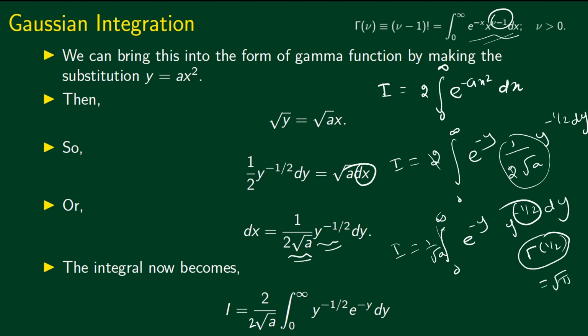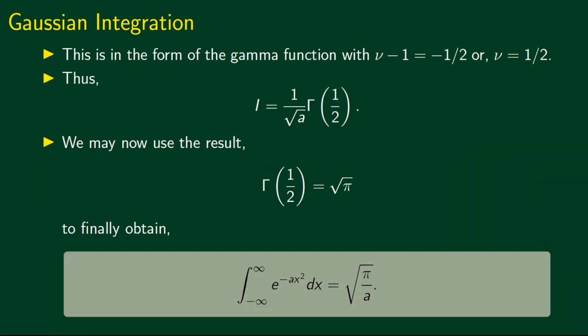Right? So we can use this information and we can write I is equal to 1 by square root of a multiplied by square root of pi. Okay. So this is the integral that we got. I is equal to 1 by square root of a gamma of half. Now we use this result, gamma of half is equal to square root of pi, to finally obtain, this is the integral that we started with.